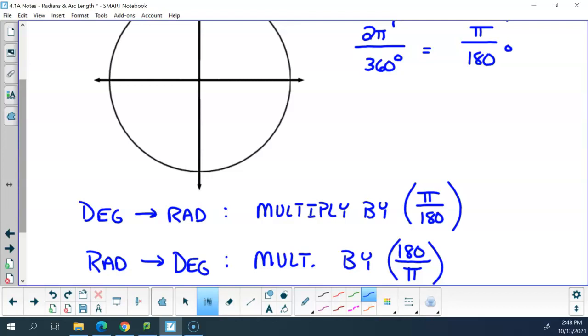So one radian equals 57.2958 degrees. All the time. Because if we divide 180 by pi, it's 57.2958. So 57 degrees is equivalent to 1 radian, which is the amount of length it takes to get a radius on the arc of the circle.